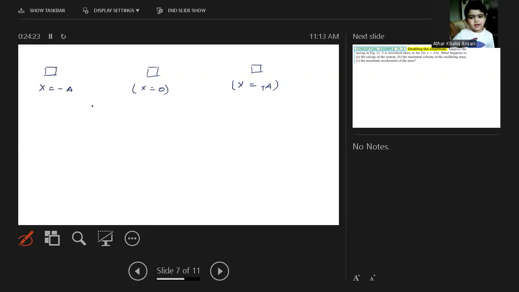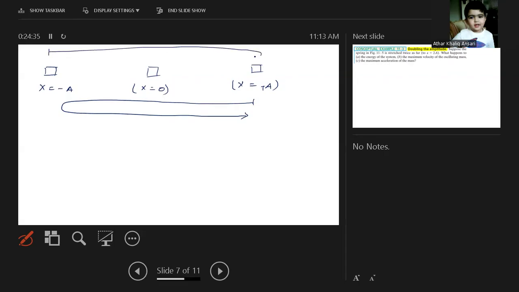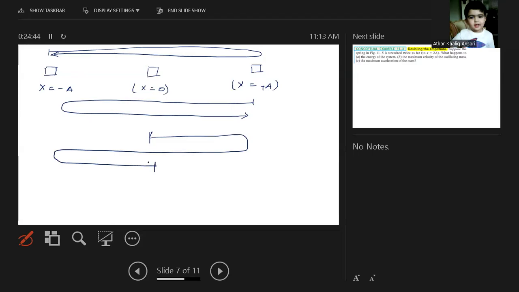Now, what is one oscillation? One oscillation is if you start from positive A, you go to negative A and then back to positive A. If you start from negative A, you go to positive A and then return back to negative A. If you start from 0, go to positive A, go to negative A and then get back to 0. So this is called one oscillation. All of these are ways to describe one oscillation or one vibration.